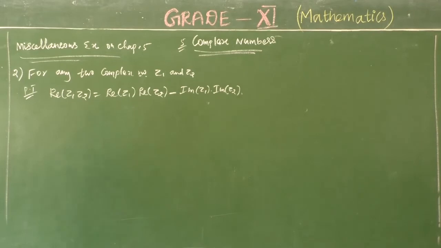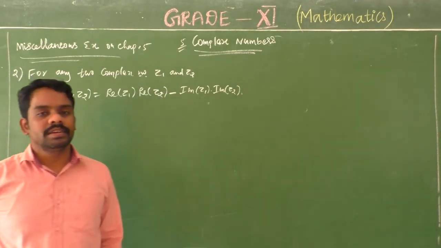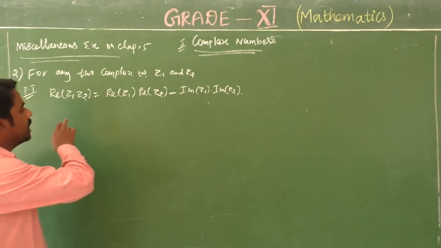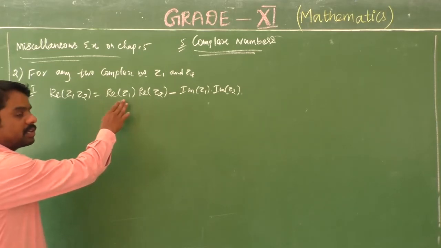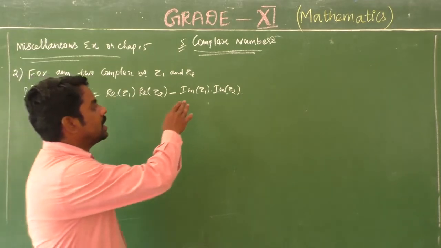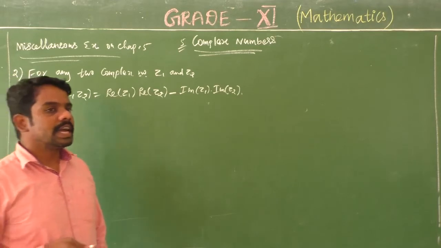Second question. For any two complex numbers z1 and z2, prove that real part of z1 into z2 is equal to real part of z1 into real part of z2 minus imaginary part of z1 into imaginary part of z2. Okay? Right.